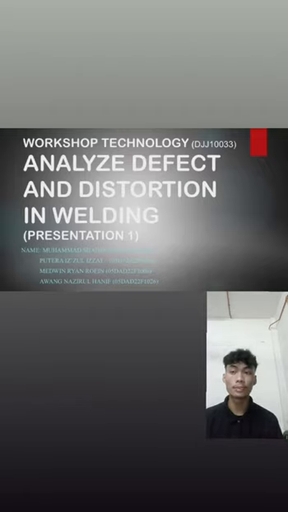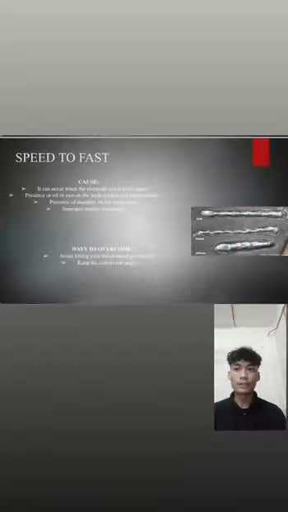Today, our group went to present an analysis of defects and distortion in welding. First of all, the defect and distortion in welding is speed too fast. This is because it can occur when the electrode is not well coated. Then the presence of oil or rust on the wet surface can cause porosity. Then it can cause a presence of moisture in the weld zone. It can also be caused by improper surface treatment. The way we can overcome this problem is you should avoid letting your travel speed go too fast. Then you should keep the correct rod angle.